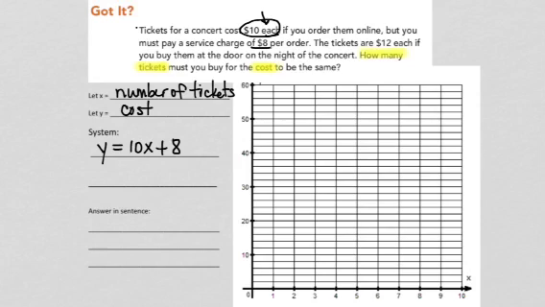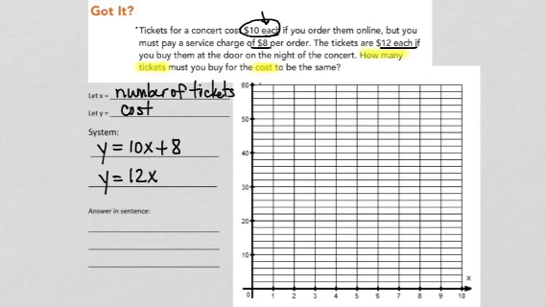My other equation is the second sentence. The tickets are $12 each, so my slope is 12 if you buy them at the door. So therefore there is no extra charge. So my second equation is y equals 12x.